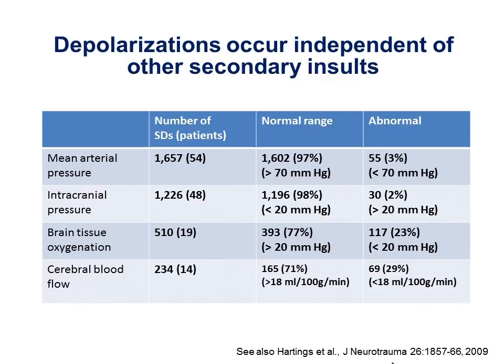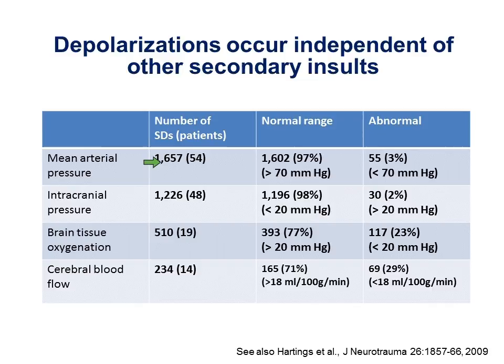Another very important point is that depolarizations, when we observe them in patients, most often occur independent of secondary insults as measured by the common neuromonitoring modalities such as ICP and CPP. And just as an illustration of this, for instance, we measured mean arterial pressure at the time of occurrence of over 1,600 spreading depolarizations from 54 different patients.